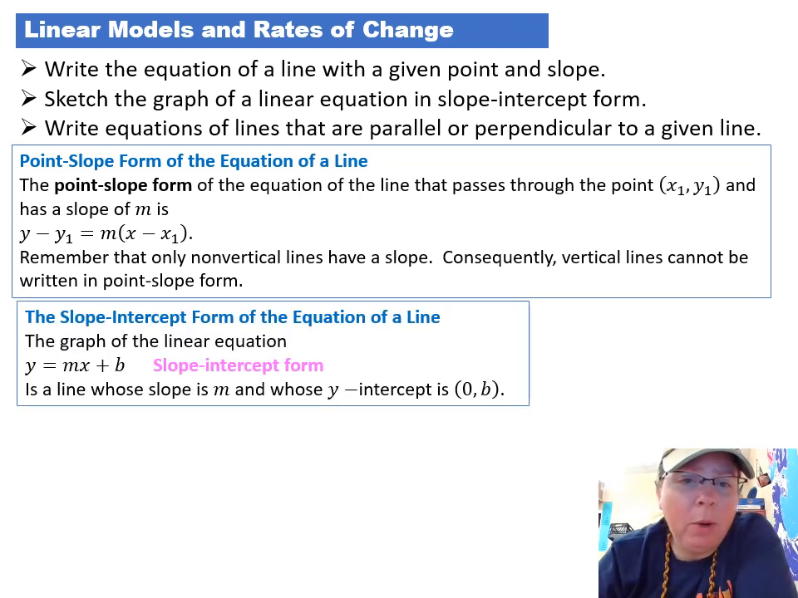Slope-intercept form of the equation, y equals mx plus b. m is the slope and the y-intercept is the point (0, b).